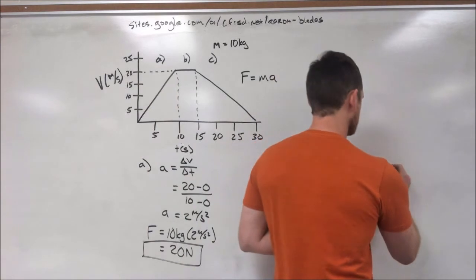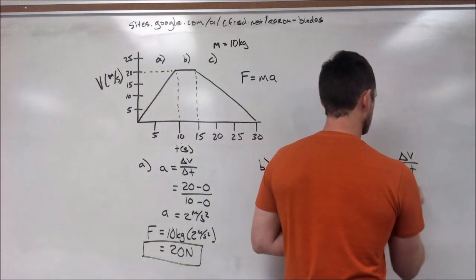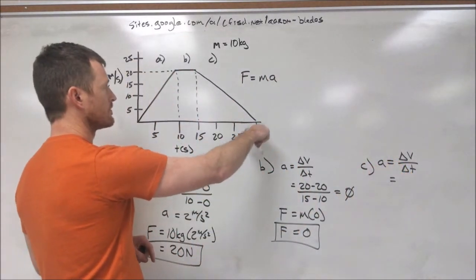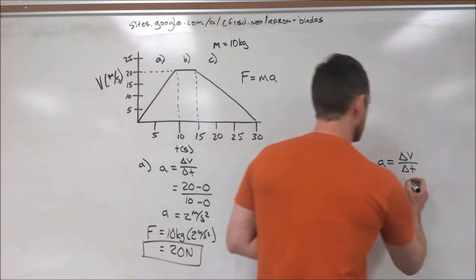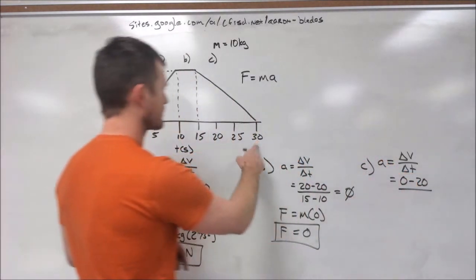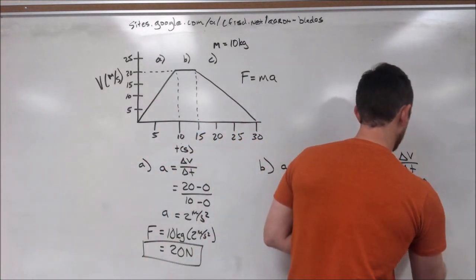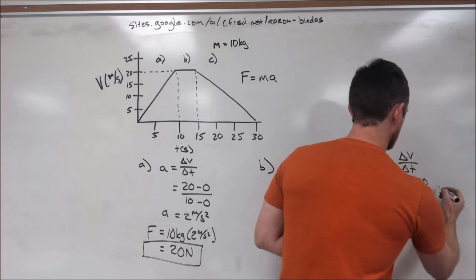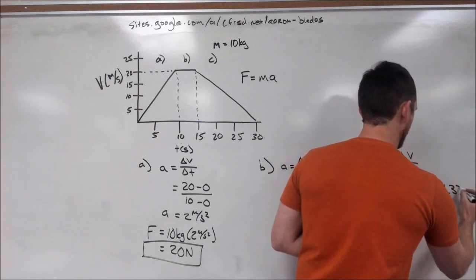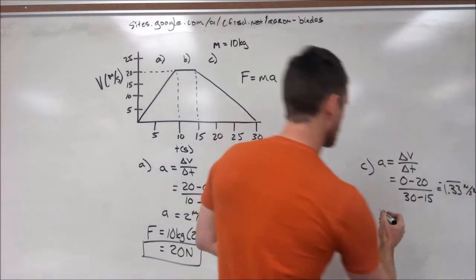So let's go ahead and do part C. Start off the same way. Acceleration equals delta v over delta t, but in this case our v2 is 0 and our v1 is 20, so 0 minus 20, divided by our t2 of 30 minus our t1 of 15. That gives us negative 20 divided by 5 seconds, or negative 1.33 repeating meters per second squared.